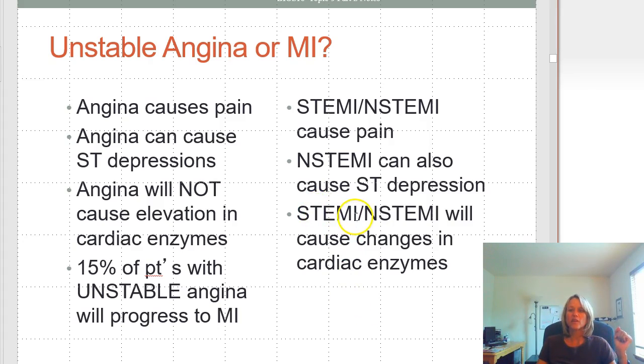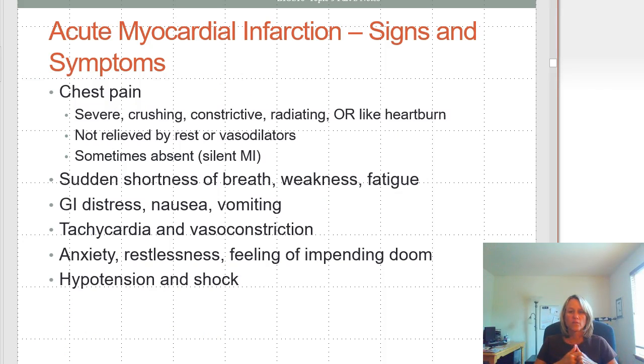Both ST elevation MI and non-ST elevation MI will cause changes in cardiac enzymes. Now, about 15% of patients with unstable angina will progress to myocardial infarction, so it's very important to recognize and treat unstable angina. So what are some of the signs and symptoms of myocardial infarction?